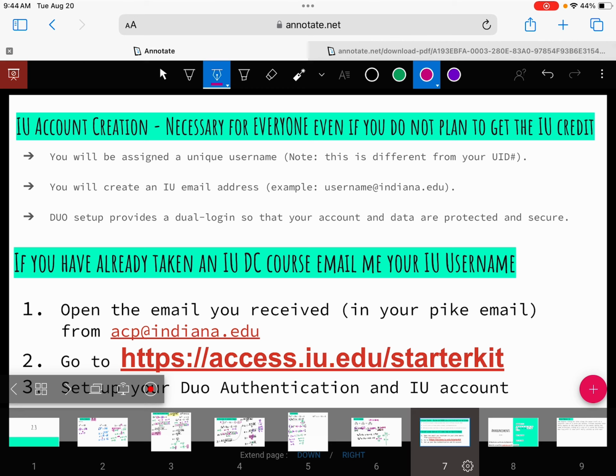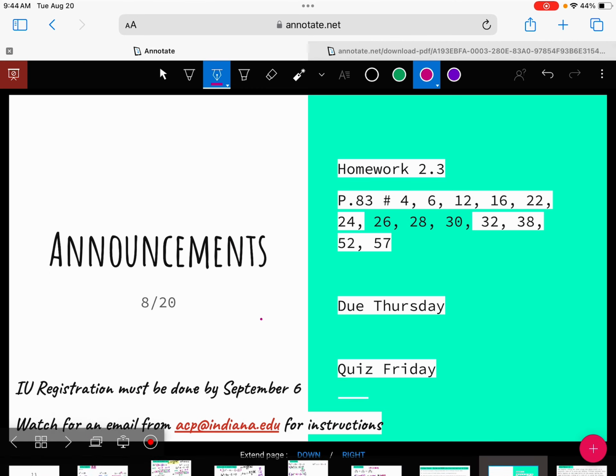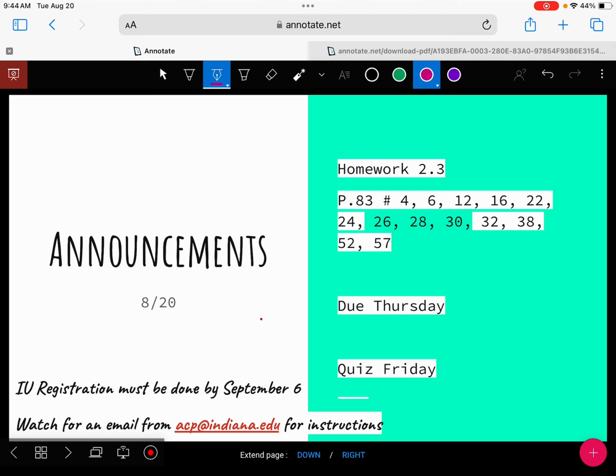So from what I've heard, the emails are still in the process of going out from ACP. So make sure you keep checking your email to make sure you get that login information for IU. Get that login set up. Okay? That is just your IU account creation. So you need to make sure you do that. Our IU registration has to be completed by September the 6th. Probably.